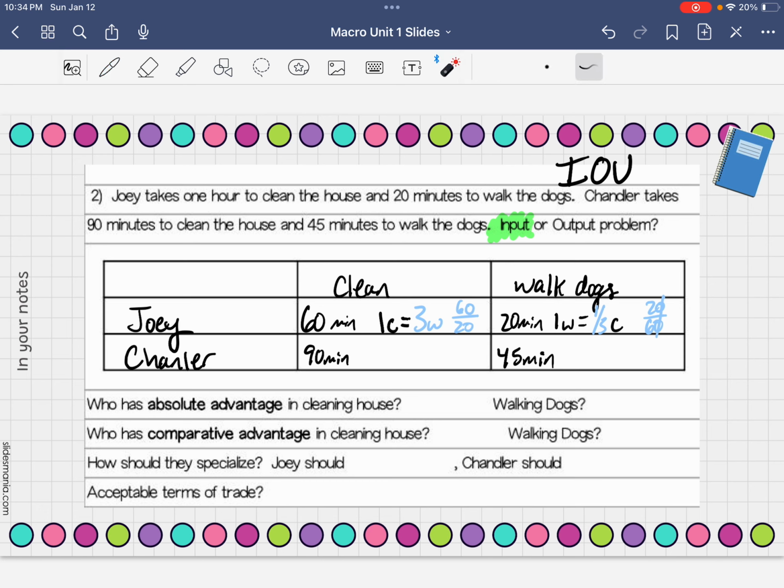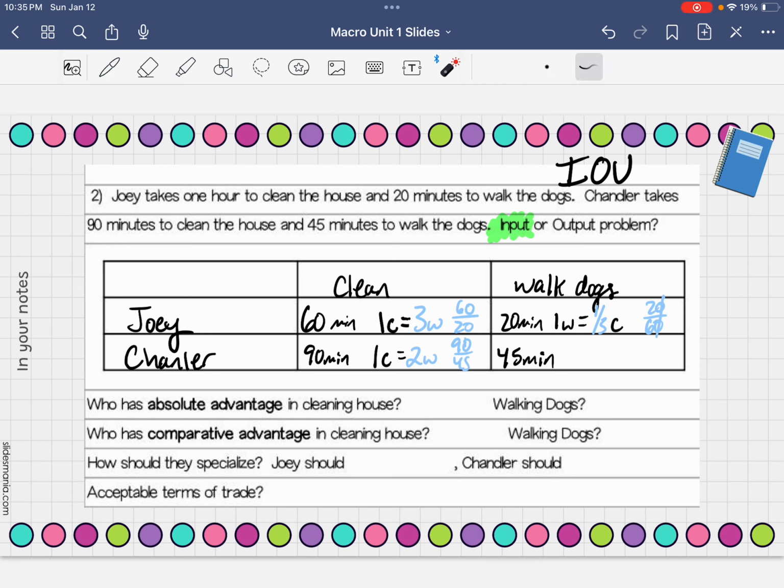All right, let's move on to Chandler, whose name I spelled wrong. Sorry, Chandler. So Chandler, it takes him longer to clean the house. So what if he cleans the house just 1 time? How many times could he have walked the dog is what we're looking at there. We're going to go input, IOU, input, other goes under. So our little fraction is going to be 90 over 45 to walk the dog. And then we're going to have this reciprocal on the other side. I was checking myself, making sure I didn't do it wrong again.